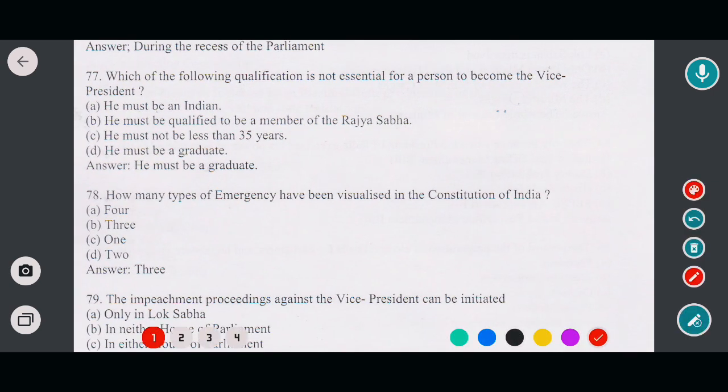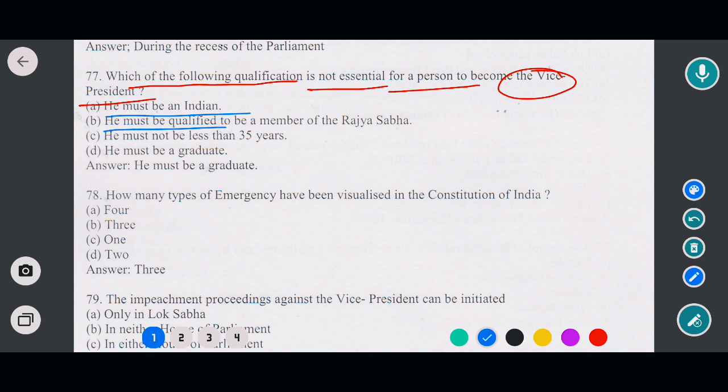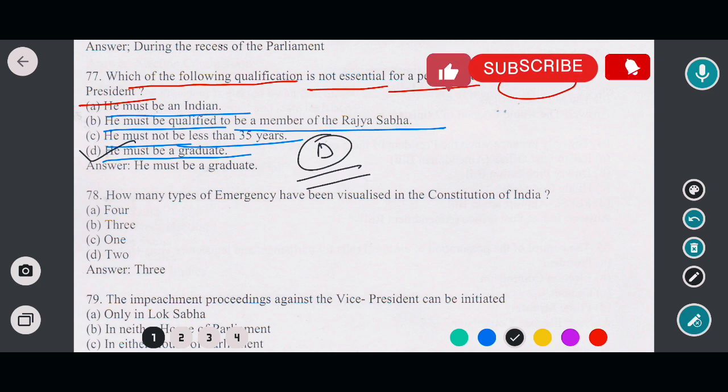Next question is, which of the following qualifications is not essential for a person to become the vice president? Options are: he must be an Indian, he must be qualified to be a member of the Rajya Sabha, he must not be less than 35 years, he must be a graduate. So the correct option would be option D.